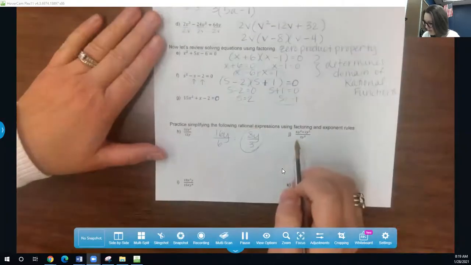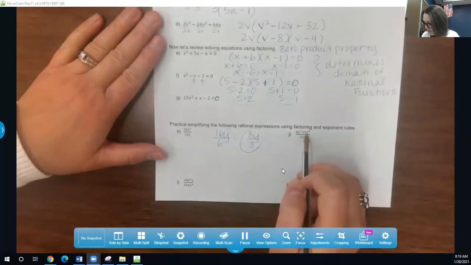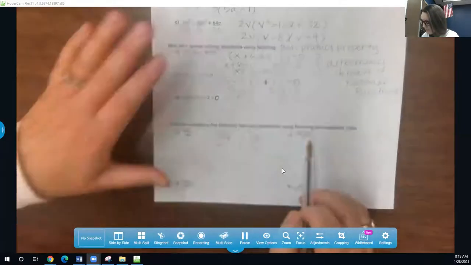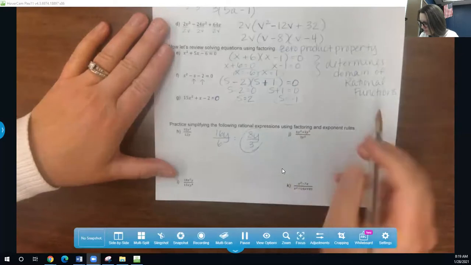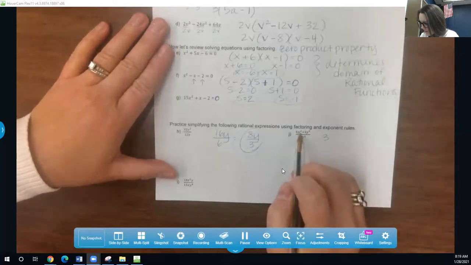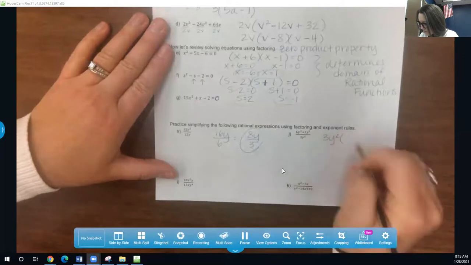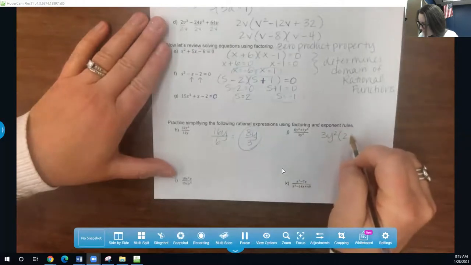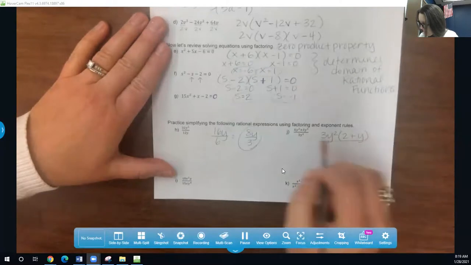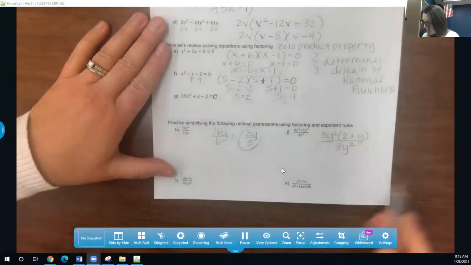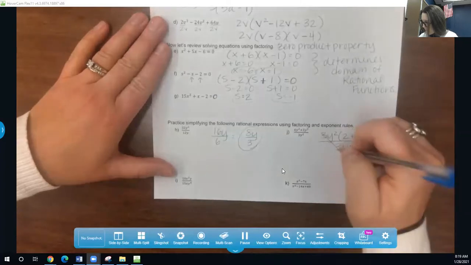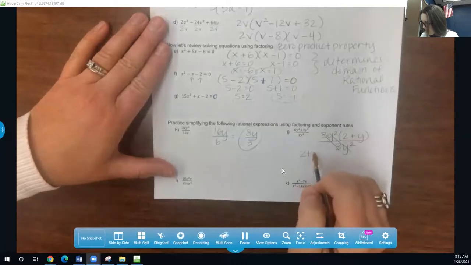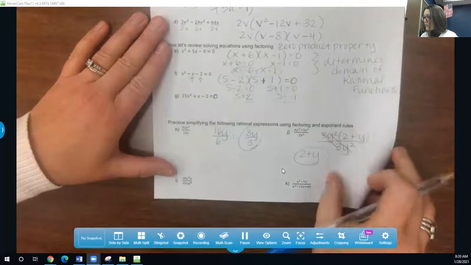Let's move over to J, a little bit different. I have a binomial here, so I can't do what I did here. I'm going to have to see if I can factor first. The greatest common factor of 6 and 3 is 3. The greatest common factor of y squared and y cubed is y squared. So my numerator looks like this: 3y squared times 2 plus y, divided by 3y squared. Oh, that's lovely. Anything over itself is 1. Because it's being multiplied by the 2y, I can go ahead and cancel those out. So my simplified form here is just 2 plus y.